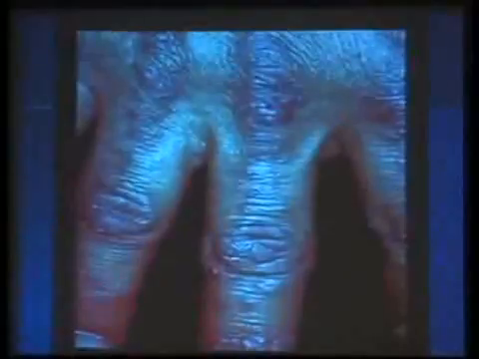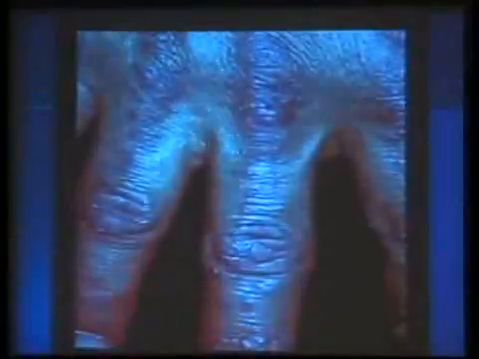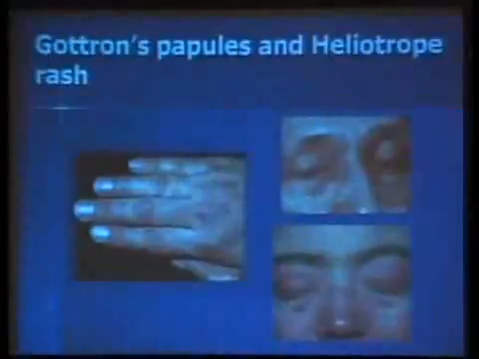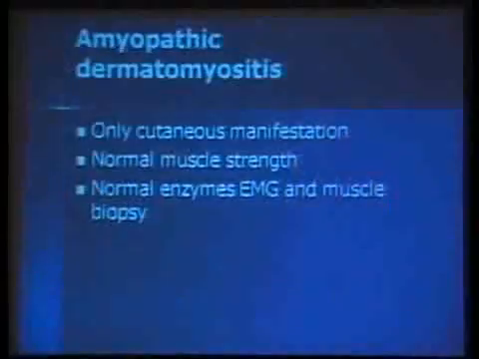These are the Gottron's signs. You can see these reddish violaceous patches present on the knuckles. The typical heliotrope rash, this violaceous kind of rash present on the upper eyelid, may or may not be accompanied with edema. Again, Gottron's papules and the heliotrope rash.